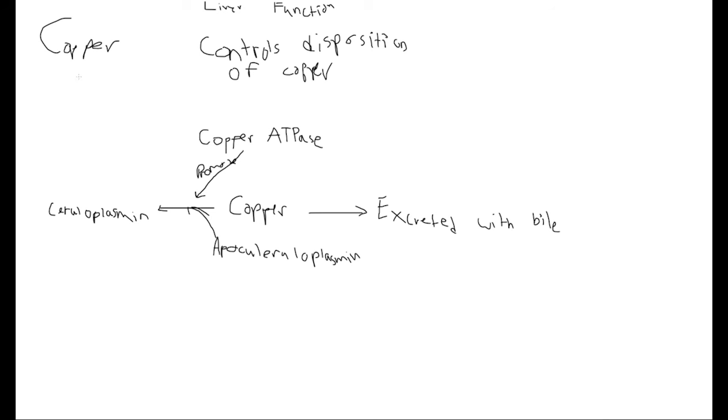So that is how the liver controls copper disposition. It can either be excreted into the bile, which means it will be excreted from your body, because the bile goes into the intestines, where it will leave, or it can turn into ceruloplasmin.